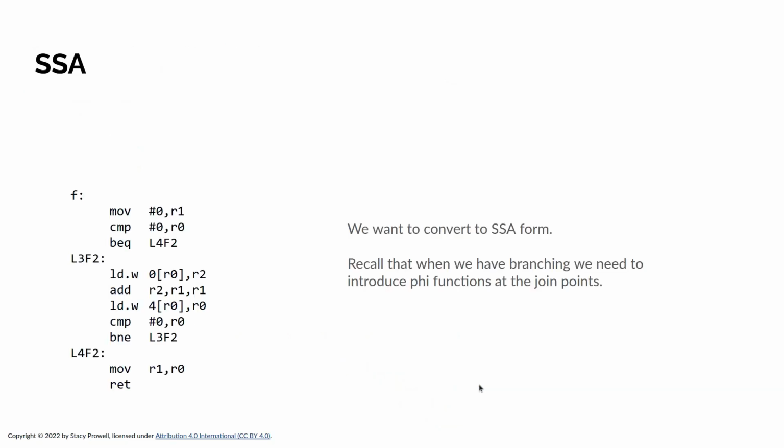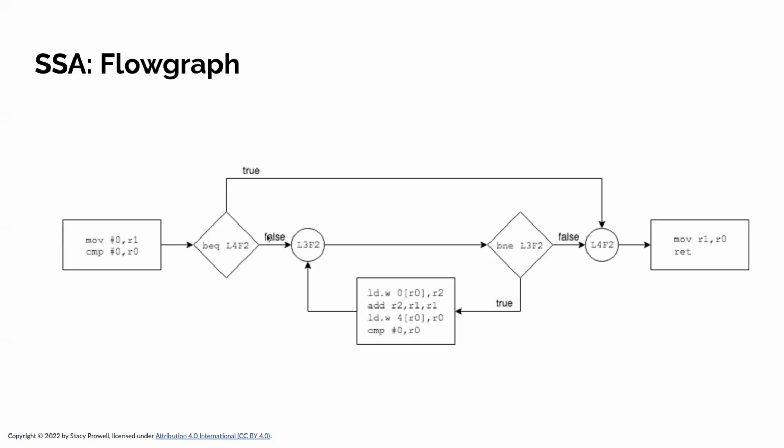So one of the first things that Mycroft does once you have this code over here is that his analysis depends upon this being in static single assignment form. If you remember static single assignment form, when we have branching, and we definitely have branching here, there's a branch if equal and a branch if not equal, we need to introduce phi functions to account for that. So here's the flow graph for Mycroft's code.